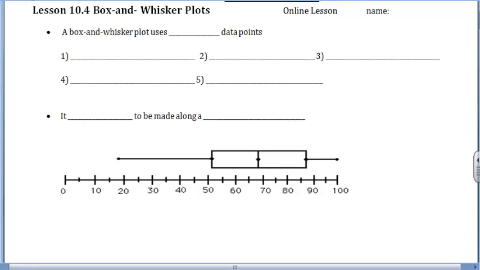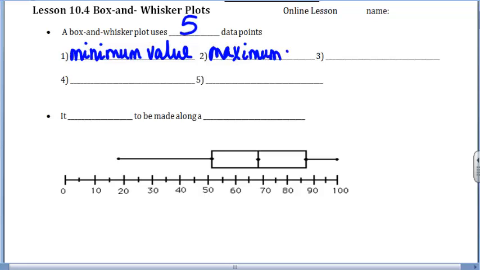This is lesson 10.4, box and whisker plots from chapter 10. A box and whisker plot uses 5 data points. The first one being the minimum or the least value. Then we use the maximum value or the greatest value in the given data.